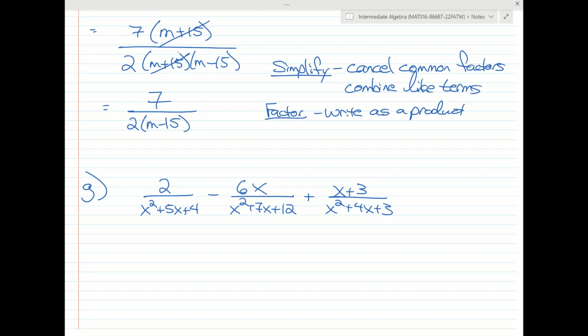All right, so first step is we have to factor. This will just be x plus 4 times x plus 1. This will factor to be x plus 4 times x plus 3. And this will factor to be x plus 3 times x plus 1.